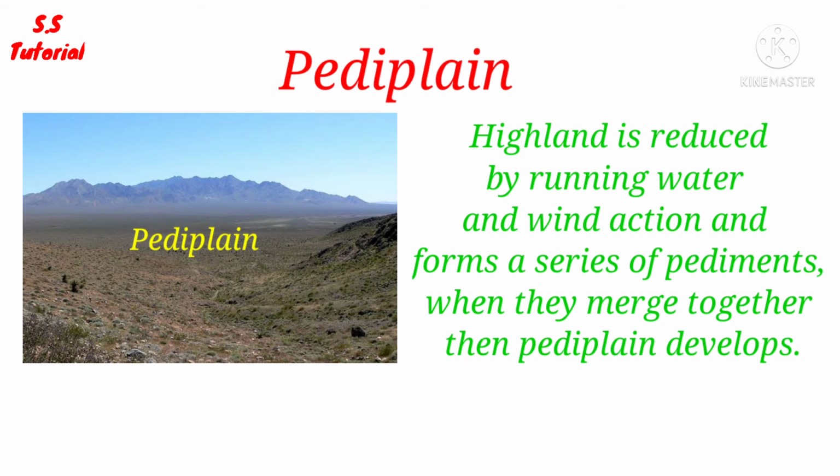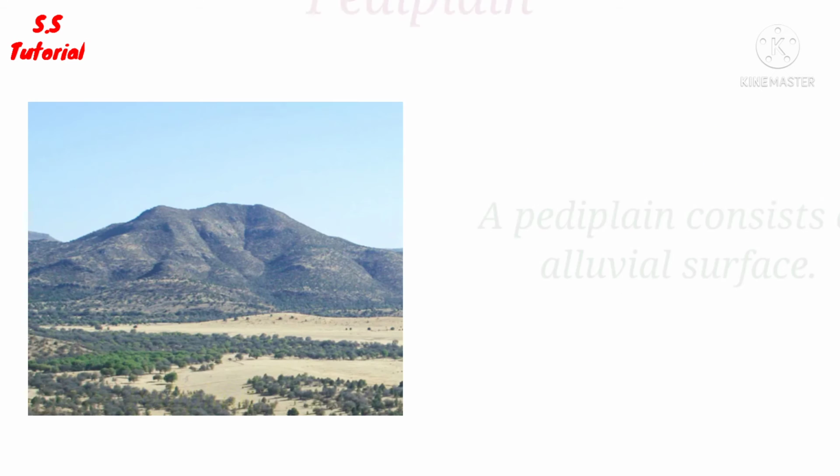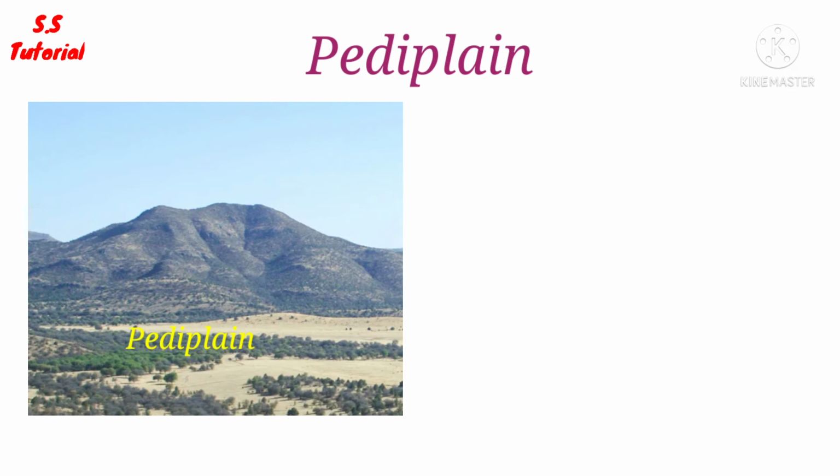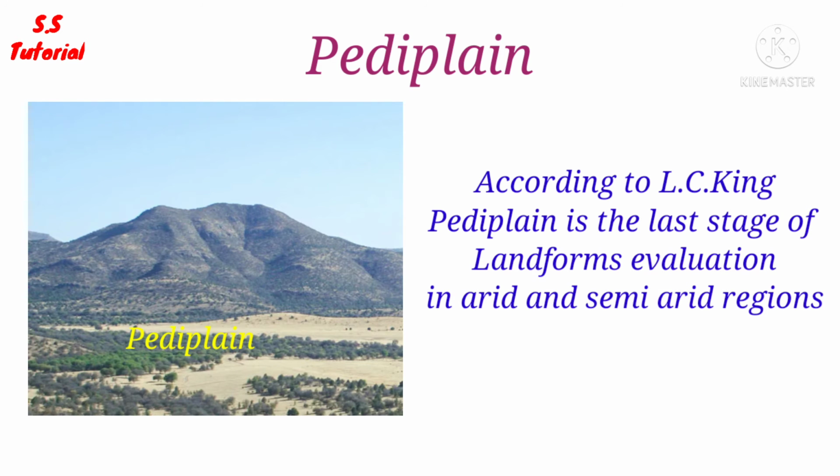In general, running water and wind together erode and disintegrate the rock surface, and they reduce the height of the mountain range and form a series of pediments at the base. When they join each other, they form a relatively large and gently sloping rock surface, which is known as a pediplain. A pediplain consists mostly of a thin alluvial surface. According to L.C. King, pediplain is the last stage of the evolution of landform in the arid and semi-arid region.